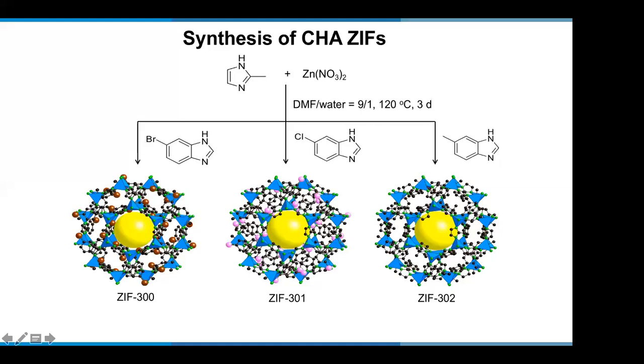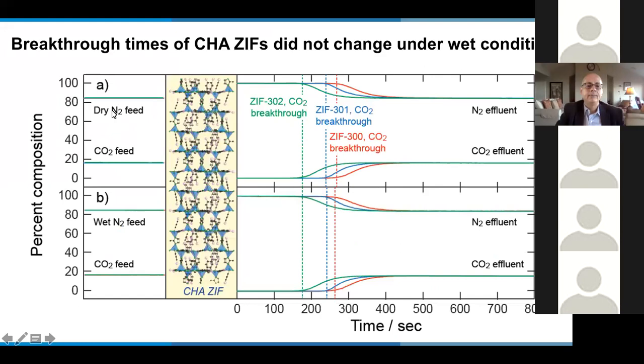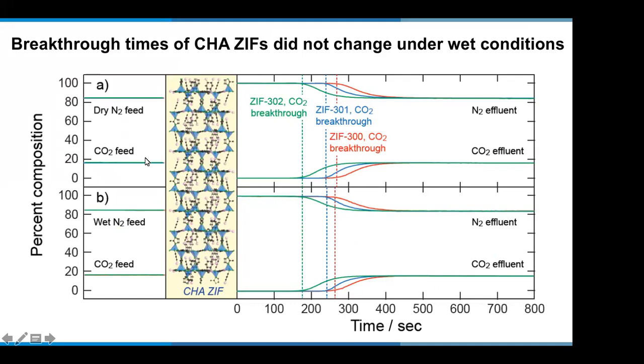You see here that in a dry feed, okay, there's no water here, that these ZIFs do very well. So here you're bringing in nitrogen at almost 85% and CO2 at near 20 or so percent, and you end up with CO2 being bound into the pores and nothing coming out. Okay, and then when the pores are filled, the CO2 breaks through. So does this hold up when you add water? And the answer is yes.